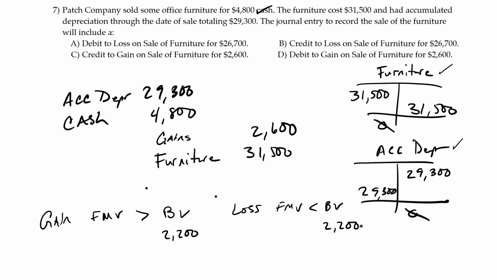The fair market value is what we sold it for, right? So in this case, we know it's not a loss because the fair market value isn't less than the book value. In this case, the fair market value is greater than the book value. So we know we have a gain, and the amount of the gain is the difference between the two. So 48 minus 22 is 2,600.